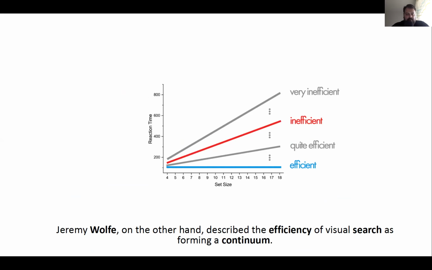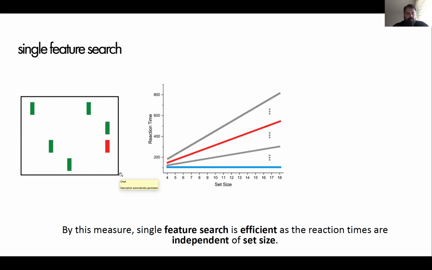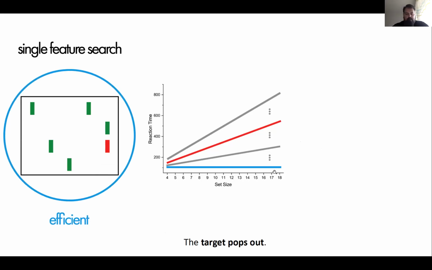Jerry Wolf, on the other hand, described the efficiency of visual search as forming a continuum, going from efficient to very inefficient. And he defined the slope of the reaction time against set size function as the measure of efficiency. By this measure, single feature search, where only one feature is cued, is efficient as the reaction times are independent of set size. So we have this flat slope. And one also can say that the target pops out.